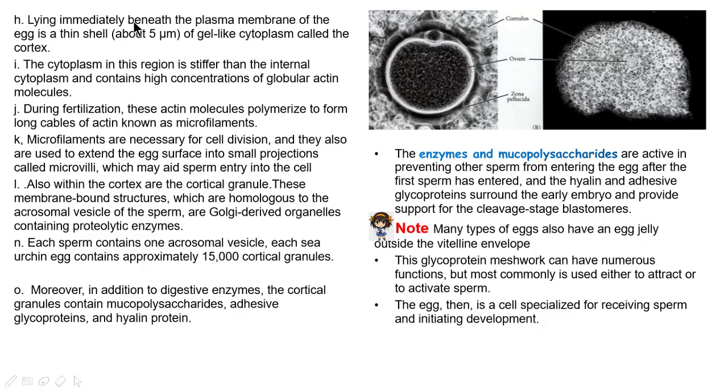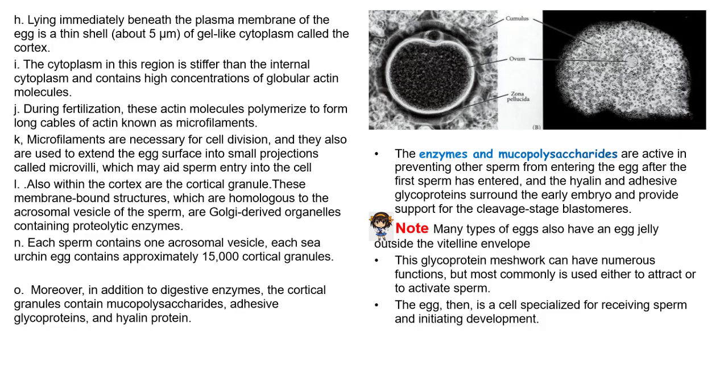Lying immediately beneath the plasma membrane of the egg is a thin shell of gel-like cytoplasm known as the cortex. The cortex in this region is stiffer than the internal cytoplasm and contains a high concentration of globular actin molecules. During fertilization, these actin molecules polymerize to form long cables of actin known as microfilaments.